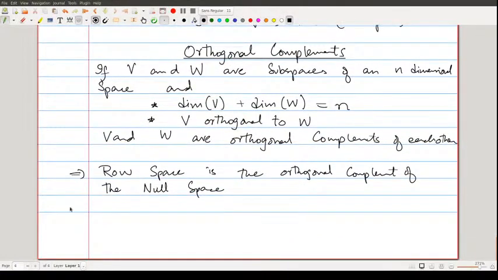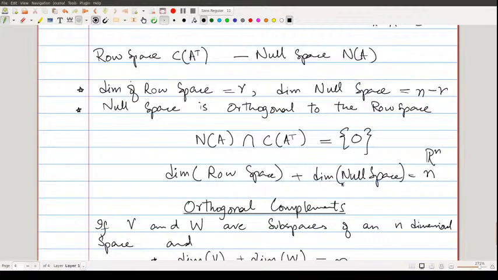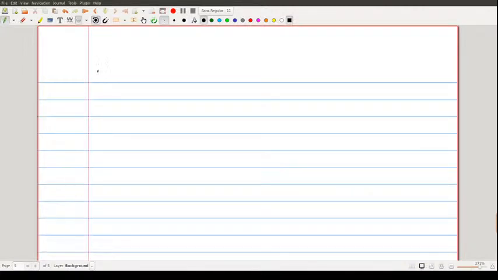And similarly, carry out the same arguments, and you have that the column space C of A is the orthogonal complement of the null space of A transpose. Okay. Does that make sense to everyone? This right here, by the way, this important fact over here, that the dimension of the row space plus the dimension of the null space equals n, is also called the rank nullity theorem.